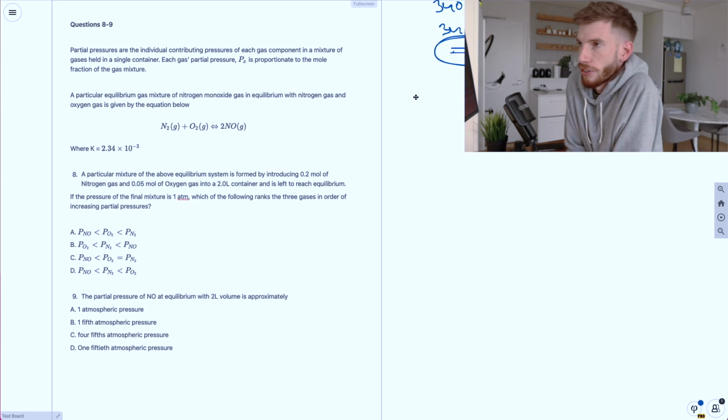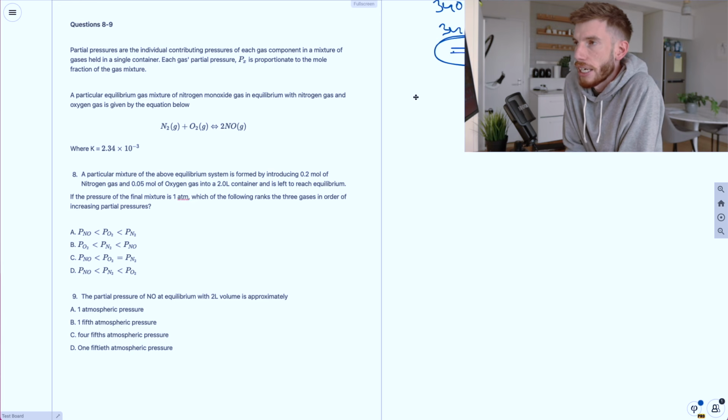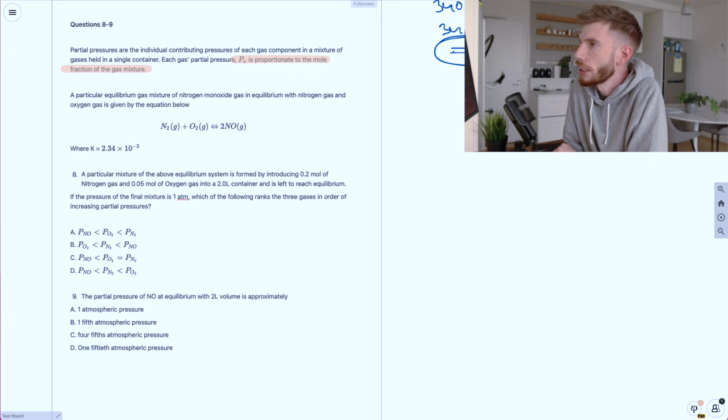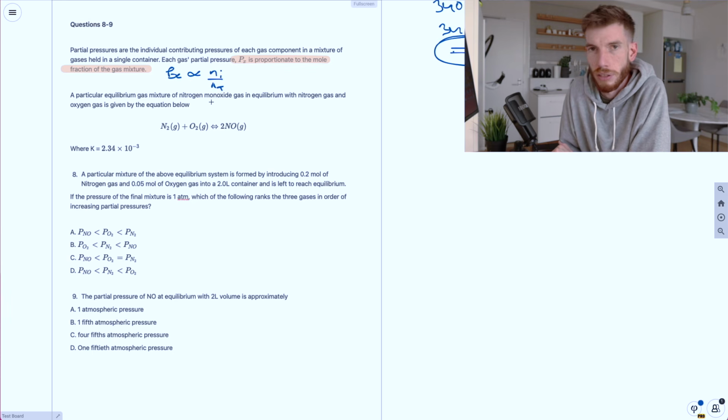So now questions 8 to 9. This one is on partial pressures, the contributing pressures of each gas component in a mixture of gases held in a single container. Each gas's partial pressure, Px, is proportionate to the mole fraction of the gas in the mixture. So I'd definitely be paying close attention to that. This is just using, I think it's Charles' law from memory. Can never remember the names of them. But it's just saying that Px is directly proportional to the number of moles. So the more mole fraction you have in total, the bigger the proportion of the pressure contribution.